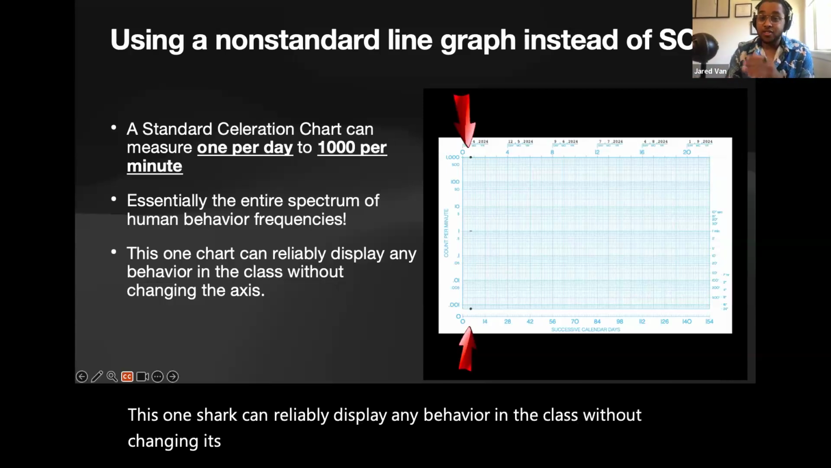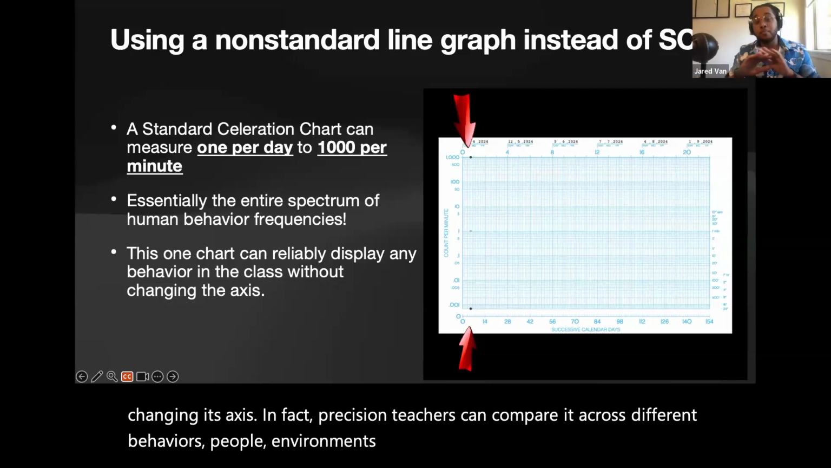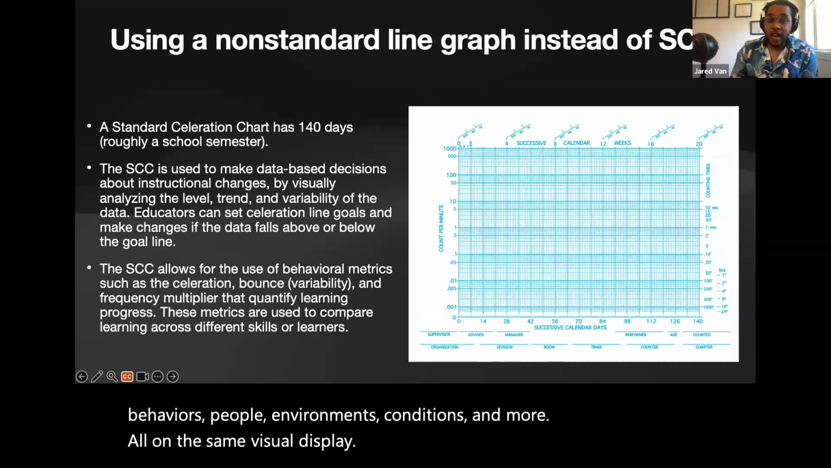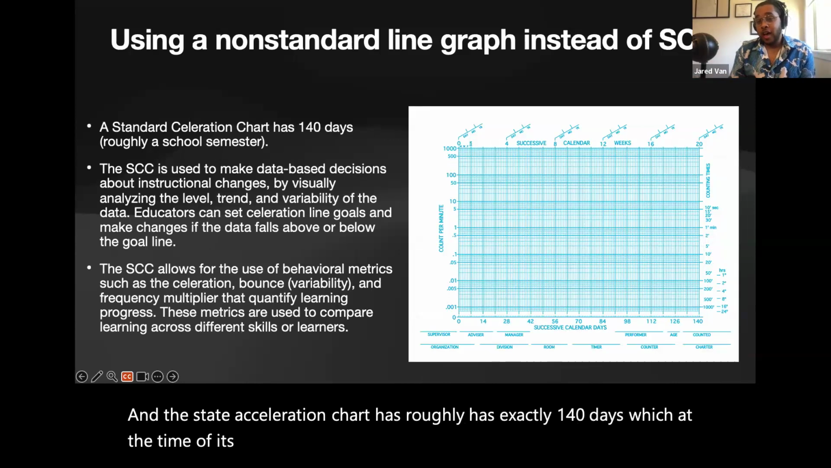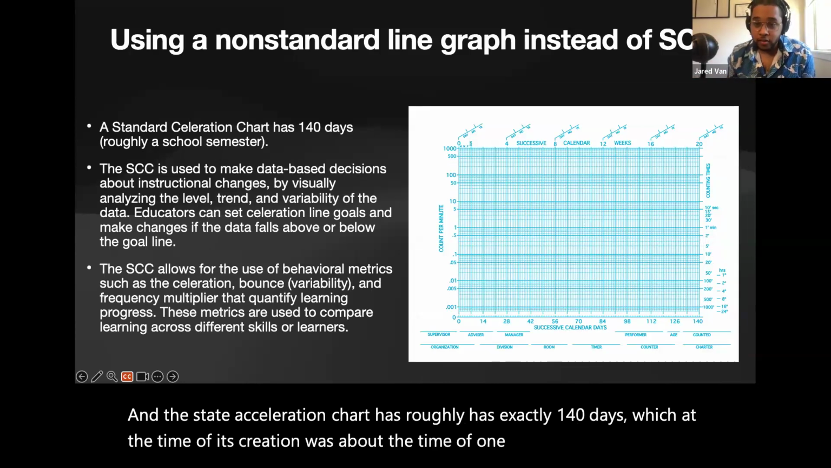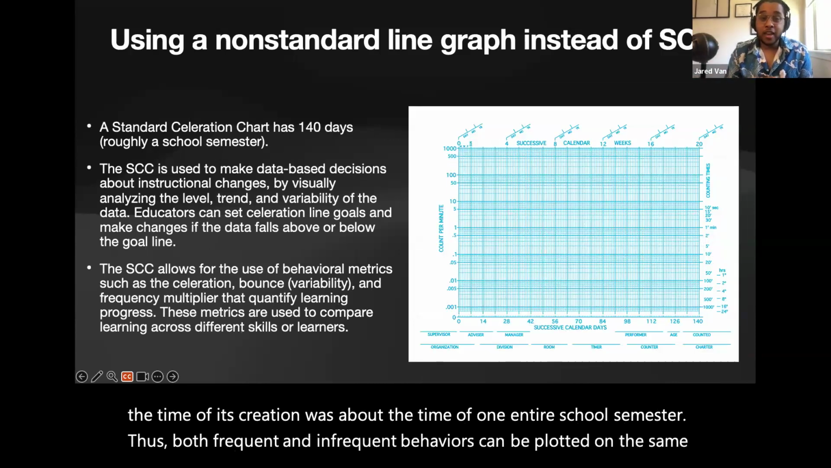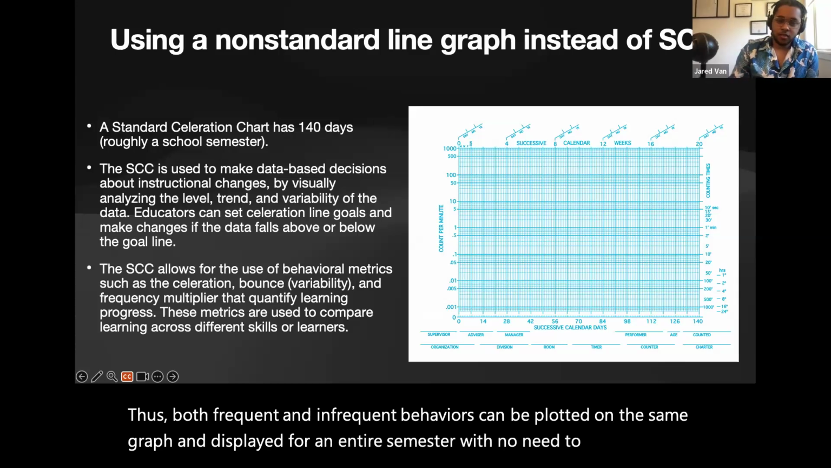In fact, precision teachers can compare it across different behaviors, people, environments, conditions, and more, all on the same visual display. And the standard acceleration chart has exactly 140 days, which at the time of its creation was about the time of one entire school semester. Thus, both frequent and infrequent behaviors can be plotted on the same graph and displayed for an entire semester with no need to change anything.